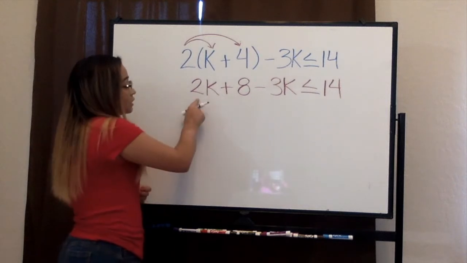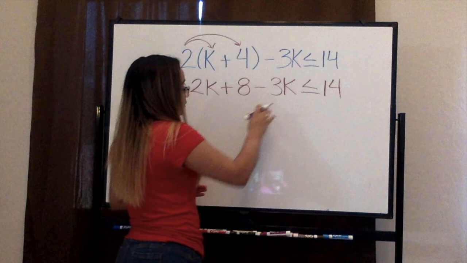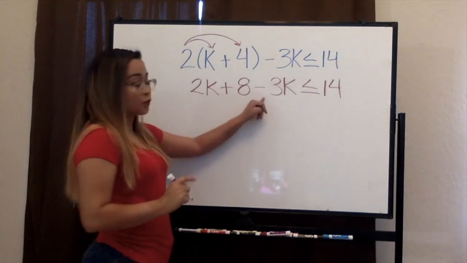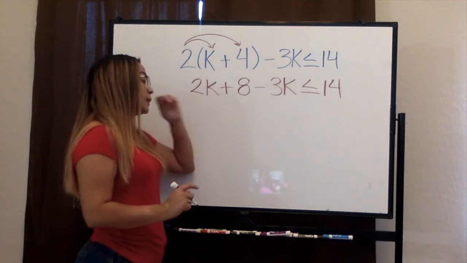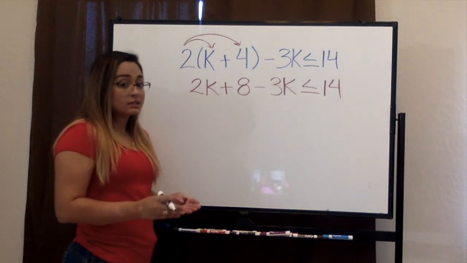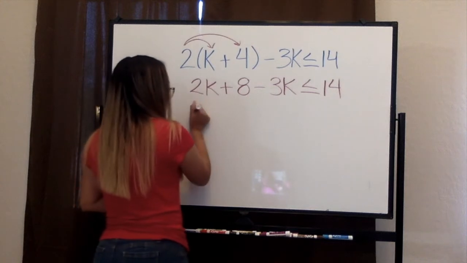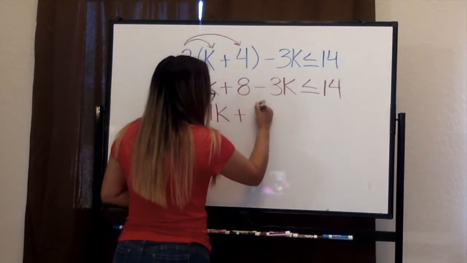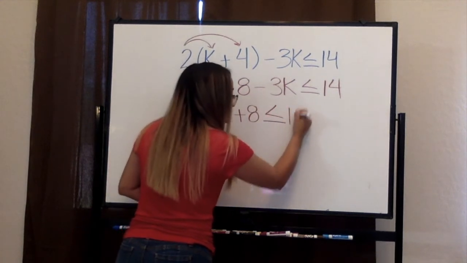Now, our like terms in this case are 2k and 3k. Keep an eye out for this. Our 3k is a negative 3k. So now when we combine these like terms, our answer will be negative 1k plus 8 is less than or equal to 14.